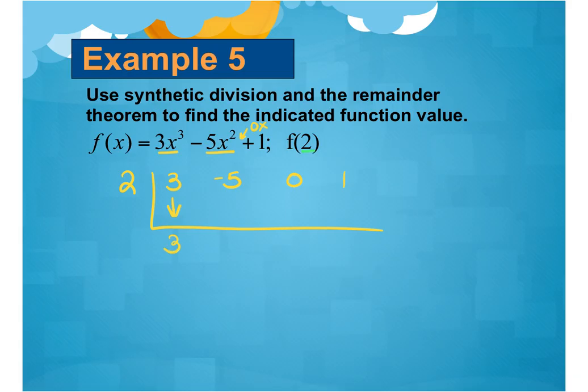Bring down the 3, multiply by 2, put it in the next column. That's 6, add it, it's 1. Multiply by 2, put it in the next column, add it, it's 2. Multiply by 2, put it in the next column, add it. So f of 2 would be 5.